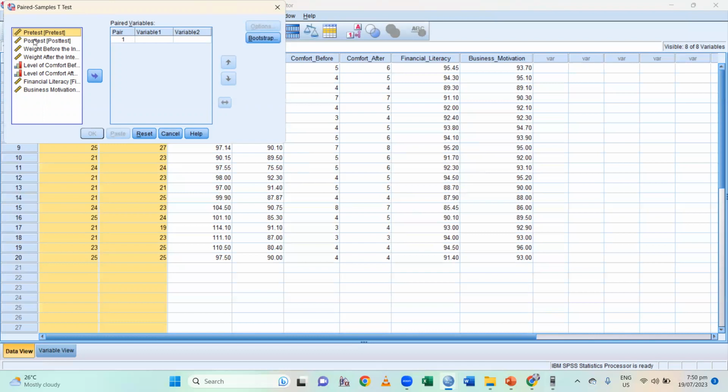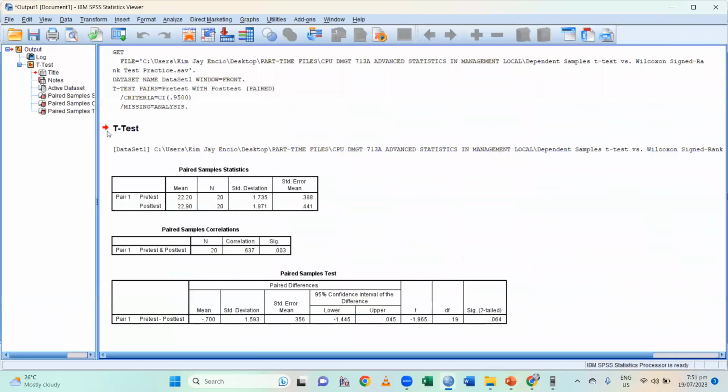We need pre-test and post-test, right? So click the pre-test, then click the arrowhead towards the right. Now click the post-test and click also the arrowhead towards the right. And so it should look like this, the pre-test and the post-test. If you interchange them, I think it's still okay. Can you follow, ma'am? Yes, Doc. And if you are done with this, you click OK.